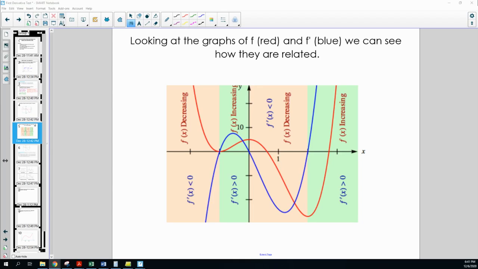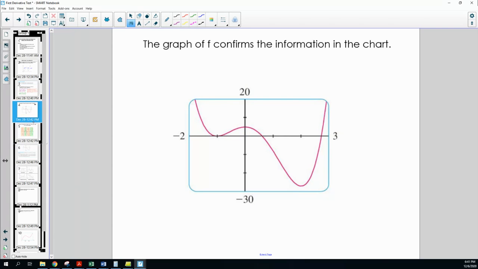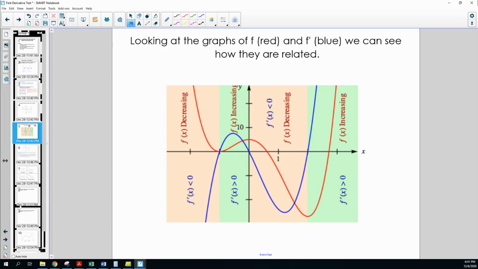So looking at the graphs of f and f prime, f is our red graph and f prime is our blue. This looks a little bit weird, I guess, but the f graph is the graph from the previous slide. Blue is our derivative graph, and we can see how they compare over a certain interval. So on this interval that's colored in pink or red, the original graph is decreasing, and the derivative graph is below the x-axis.